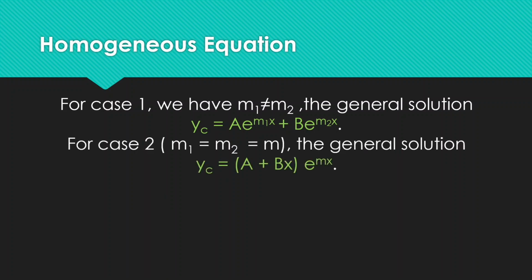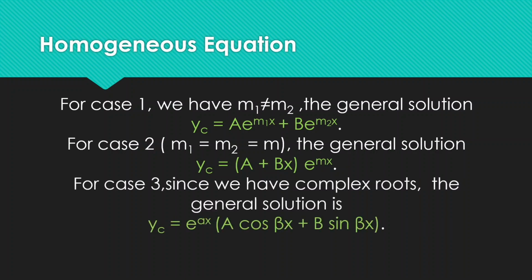For case 2, m is equal. The general solution is yc equal to (a plus bx) multiplied by e^(mx). For case 3, since we have complex roots, the general solution is yc equal to e^(alpha x) multiplied by (a cos beta x plus b sin beta x).